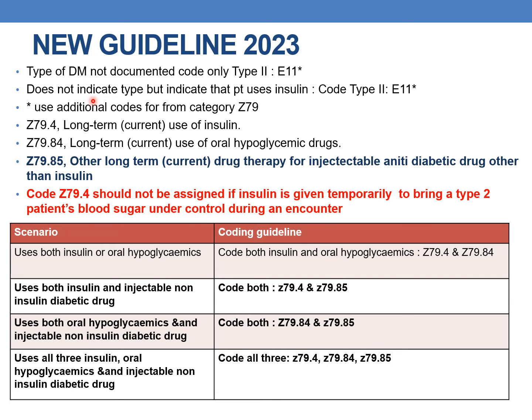One more important point is if the type of diabetes mellitus is not documented in the medical record but it is indicated that the patient is using insulin. Even in that case you need to code type 2 diabetes mellitus by default. So whenever the type is not documented, and secondly whenever the patient is using insulin and the type is not documented, in both cases by default you need to assign the E11 category.